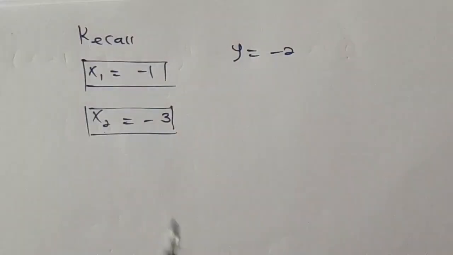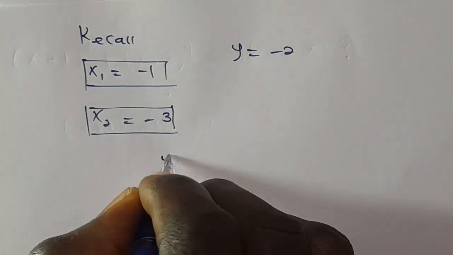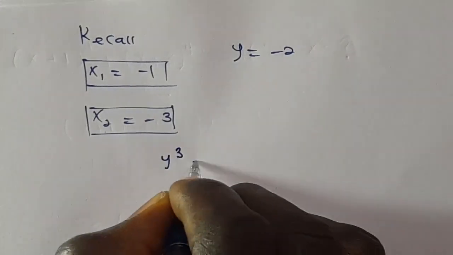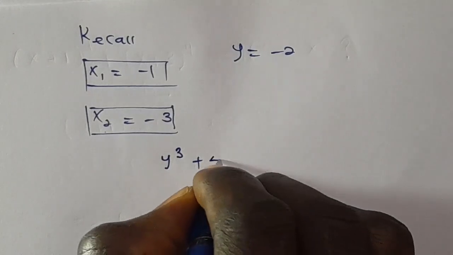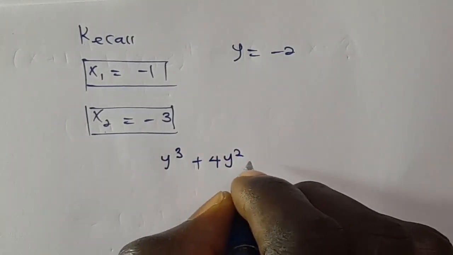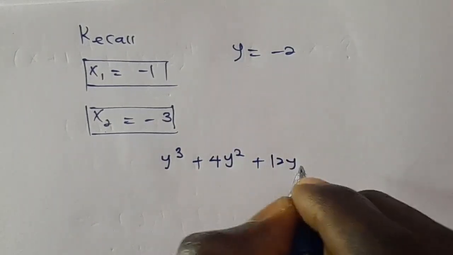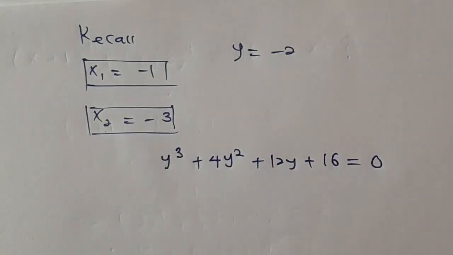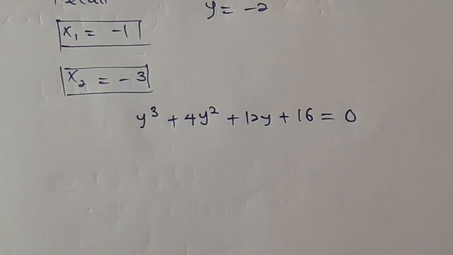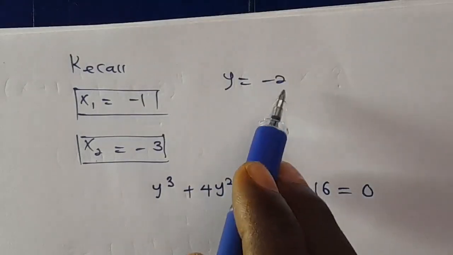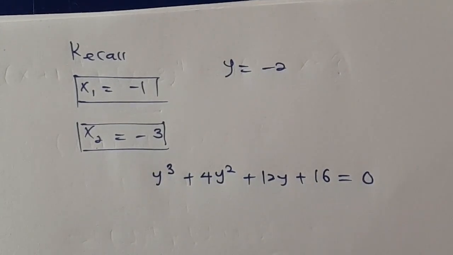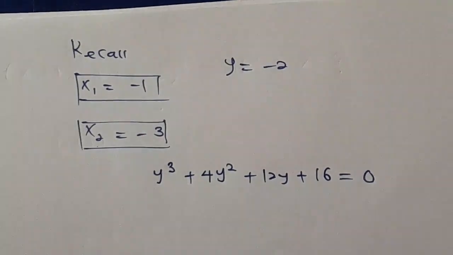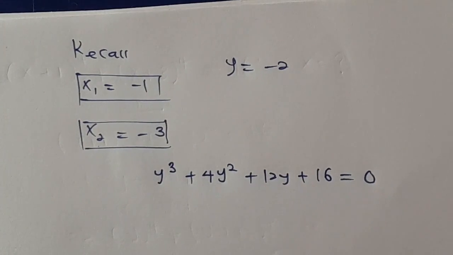When we recall from here, we have y raised to power 3 plus 4y squared plus 12y plus 16 to be equal 0. Now from here, to further apply the synthetic division approach, we have to recall from this -2 that we have here, and we are going to apply the method as follows.